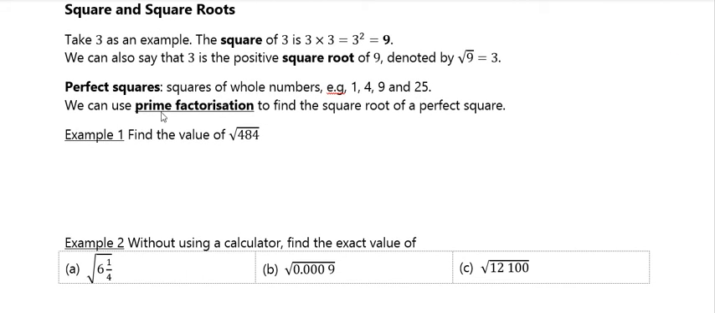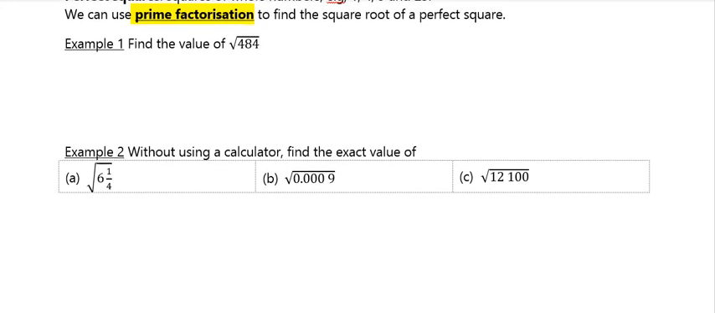We can use prime factorization to find the square root of a perfect square, for example 1, 4, 9, 25. Those can be easily found, but what happens if you have to find the value of, for example, 484? That's a big number. You cannot really guess straight away, but you can use prime factorization like this. Let's do the prime factorization on the side.